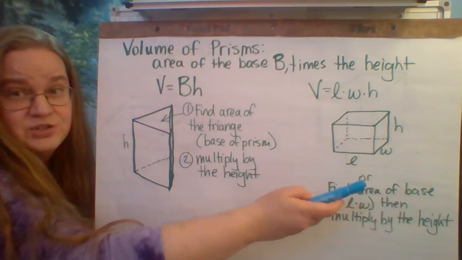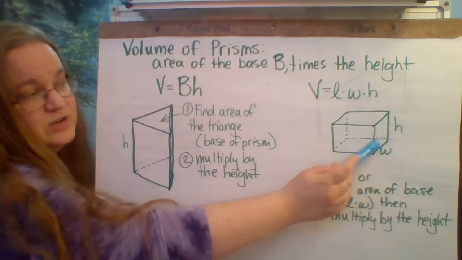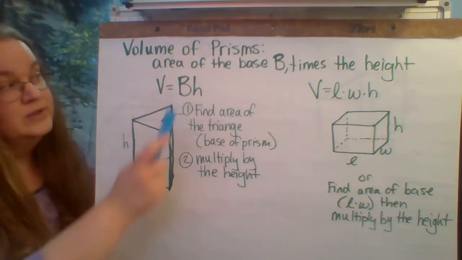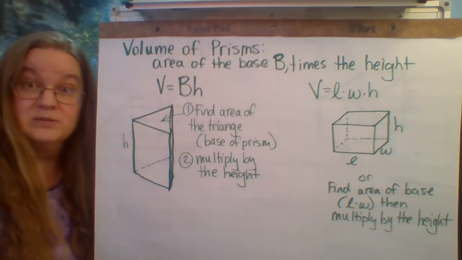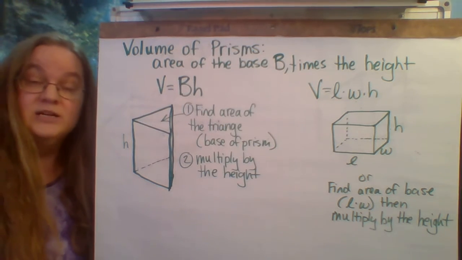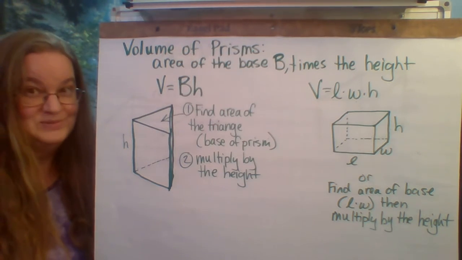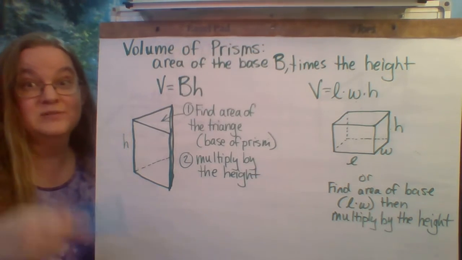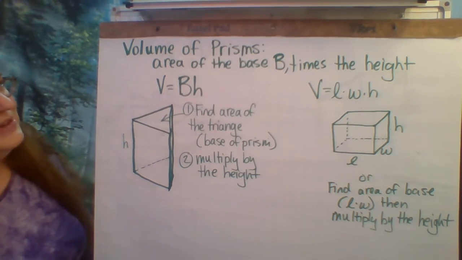When you have just a box, a rectangular prism, you can just do length times width times height, or you can find the area of the base, so length times width, and then separately multiply it by the height. Either way would be acceptable. But this set of rules, find the area of the base times the height, works for all prisms. So even if I have something weird like a hexagonal prism, I find the area of the hexagon and multiply it by the height, and I have the volume. That's consistent for all prisms. It actually works for cylinders too, because the area of the circle at the bottom times the height is the volume of the cylinder. We're not doing those today, but it's the same kind of process.